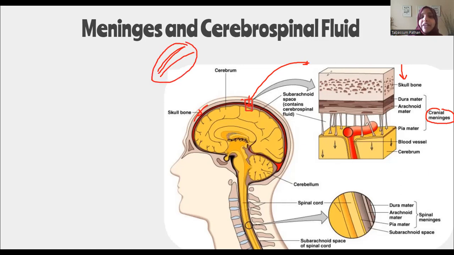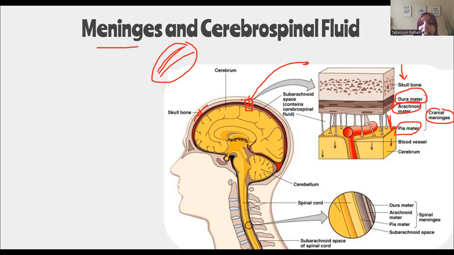Here, in case of brain, you will call it meninges, not membrane, meninges. The outermost layer of the meninges is dura mater. The middle is arachnoid mater, and there is some space after the arachnoid mater for blood vessels, and the last is your pia mater. This is your pia mater.